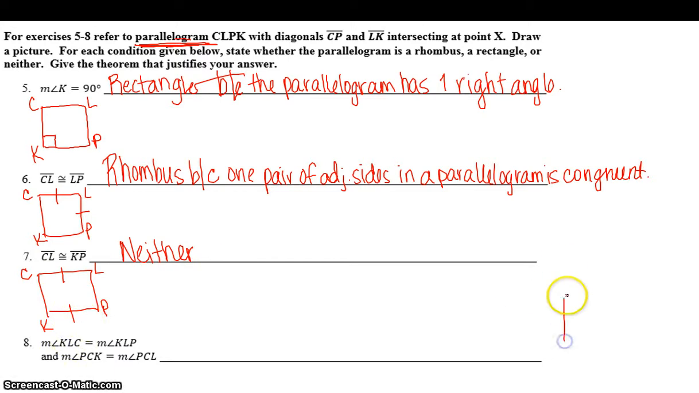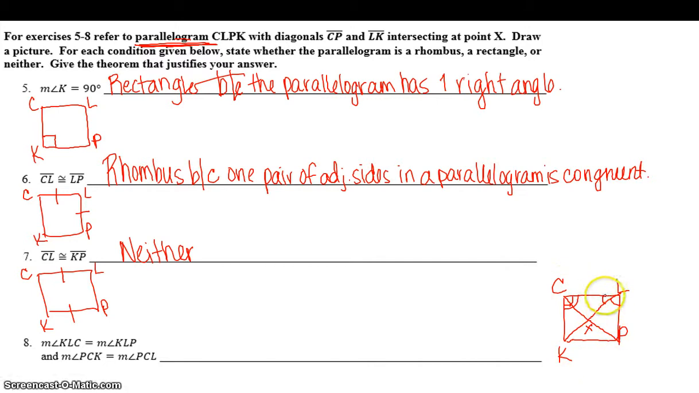Okay, and then this one I'll have to draw over here. CLPK and KLC. Since it's talking about angle KLC, I need to draw in my diagonals. And they intersect at point X according to the directions up there. So KLC is this angle, is congruent to KLP, and PCK is congruent to PCL. So I can put marks there.